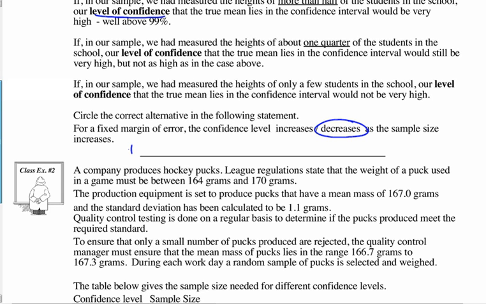So the more people we sample or survey, the more confident we become, and the smaller error we're going to get. The more confident we are with our work, which makes sense, right? If you only sample a couple people, you're probably not really confident with those results.